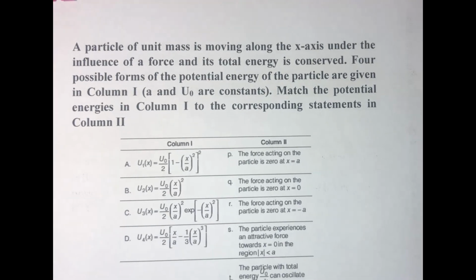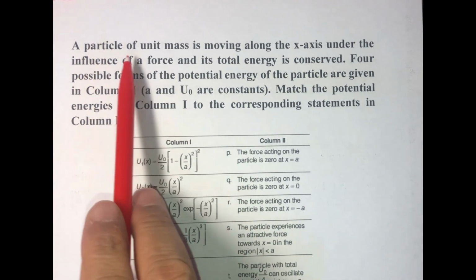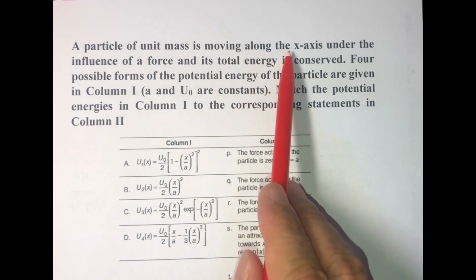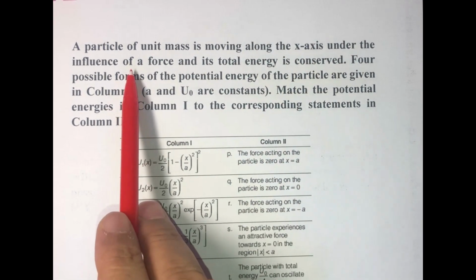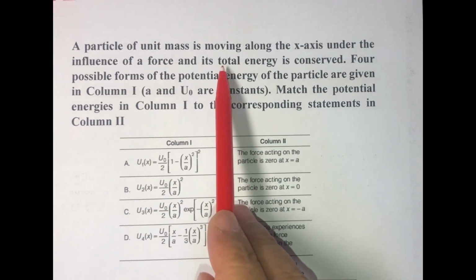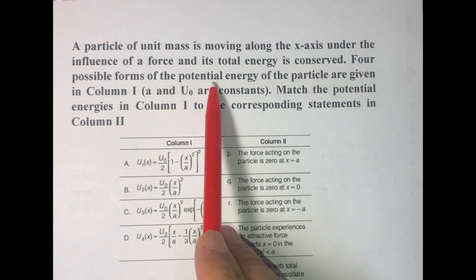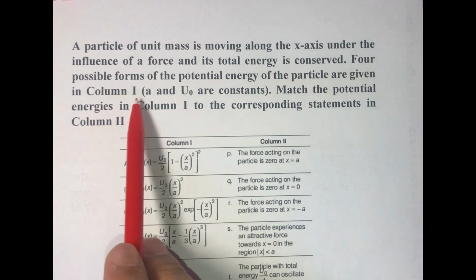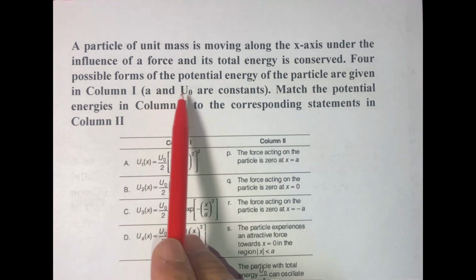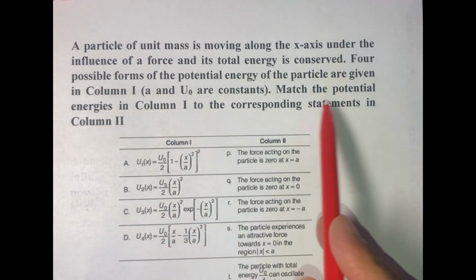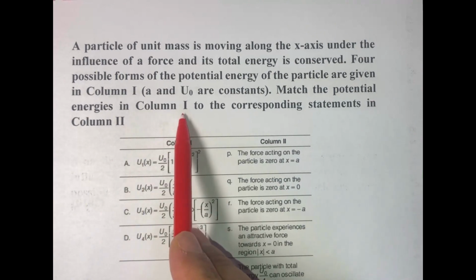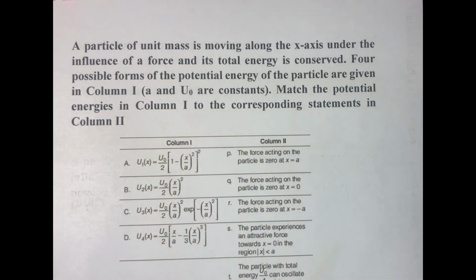Hello friends, today's question. A particle of unit mass is moving along the x-axis under the influence of force and its total energy is conserved. Four possible forms of potential energy of a particle are given in column 1. A and U0 are constants. Match the potential energy of column 1 to the corresponding statement of column 2.